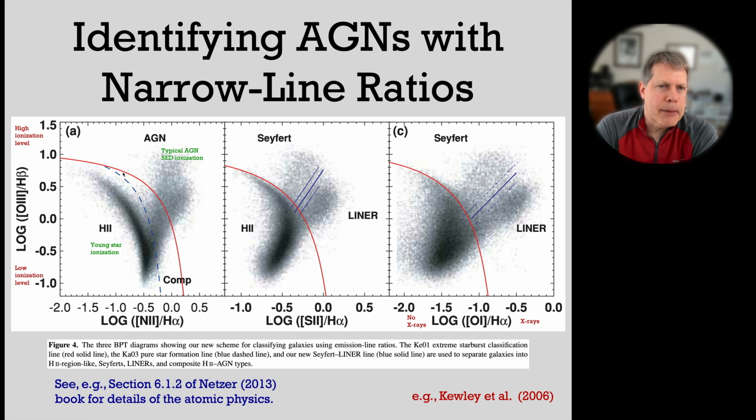Okay, different separators have been derived. I believe the red solid line here is a so-called extreme starburst classification, and this blue solid line is a more empirical separator, which some people believe works better, although there's some debate on exactly those details. But the point is that with narrow line ratios, you can separate out AGNs from your typical galaxies, which can, of course, greatly outnumber the AGNs. So this is another reason why these line ratios are useful.